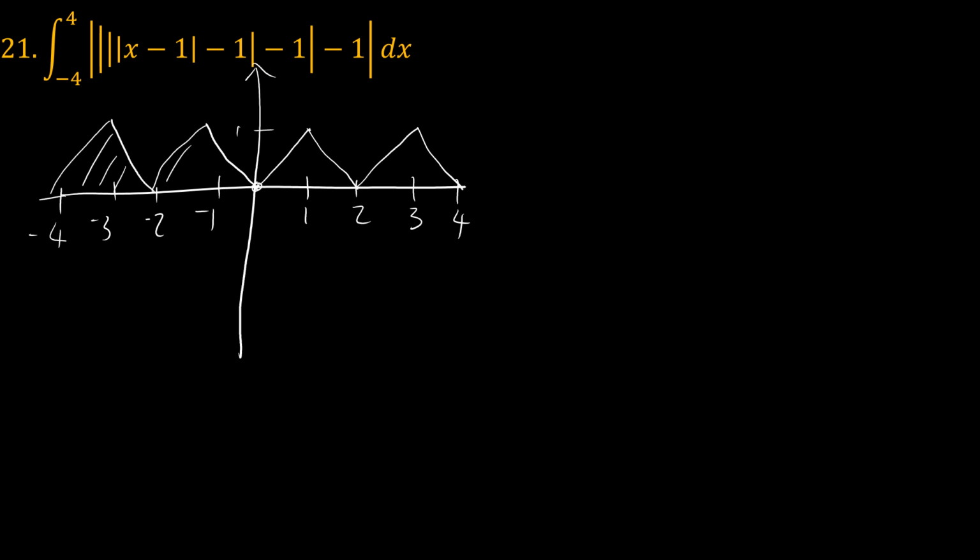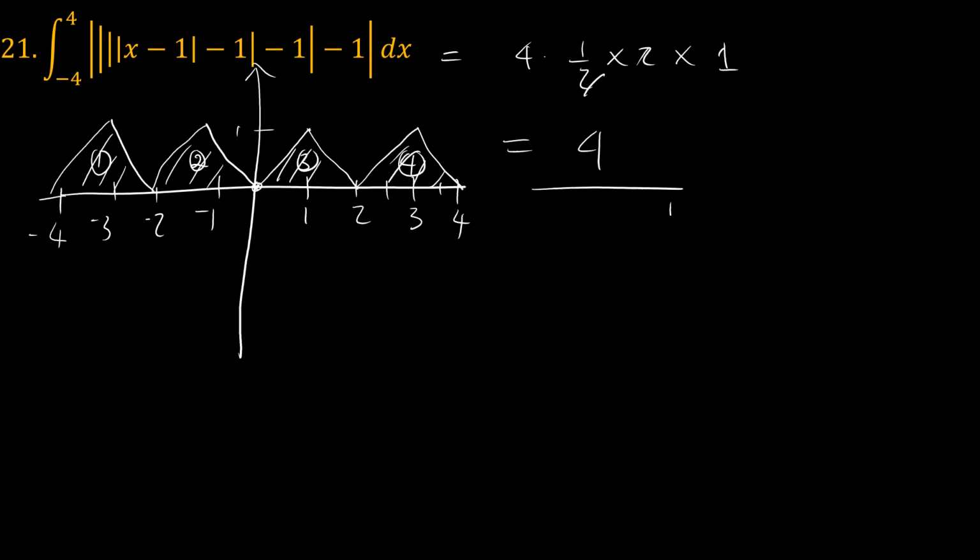So I have triangles that I have to deal with. And so this is 1, this is 2, this is 3, this is 4. And so the area here is equal to just 4 times the area of the triangle, whose base is how many units? 1, 2. So times 2, and the height is 1. So 4 is the answer of that.